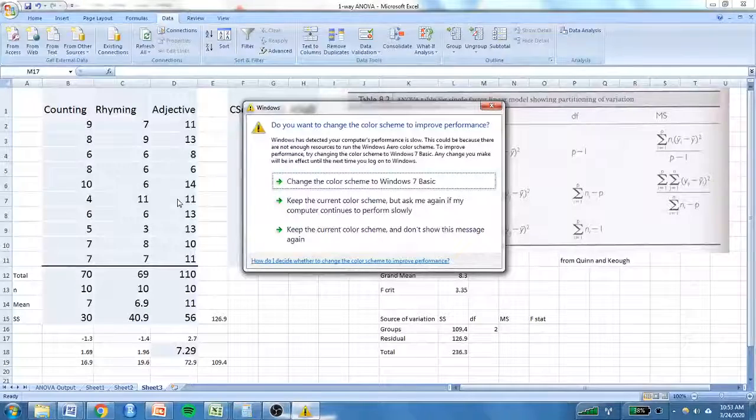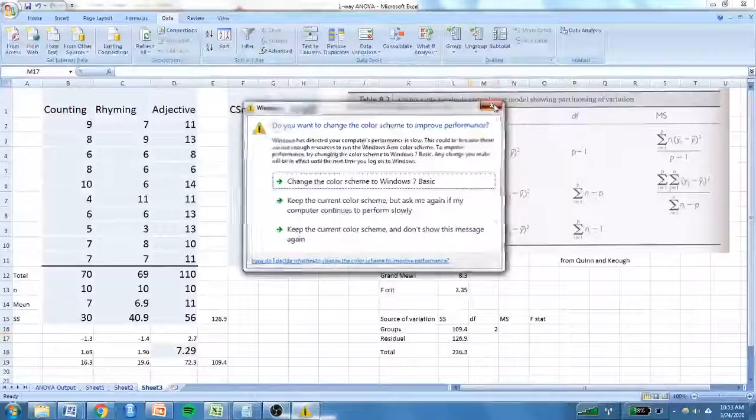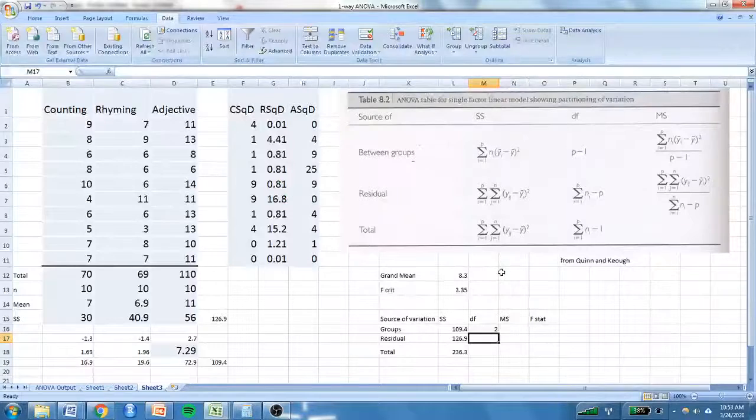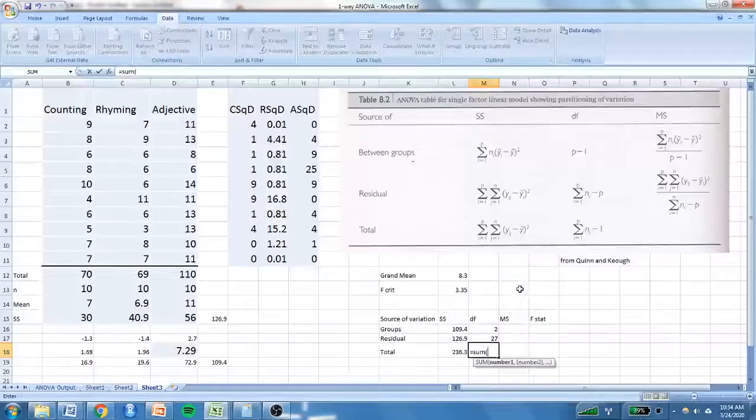Here, our residual degrees of freedom is going to be our number of observations minus the number of groups. We've got 30 observations, minus 3 groups, so that's 27.